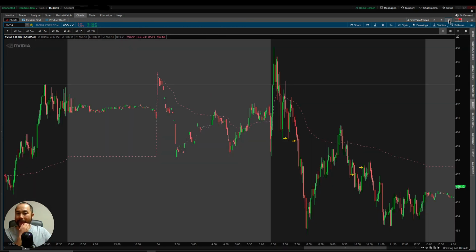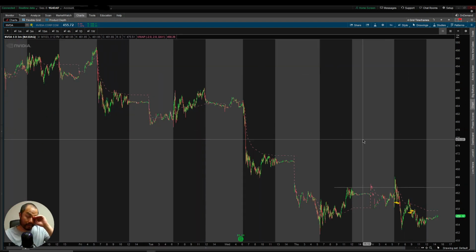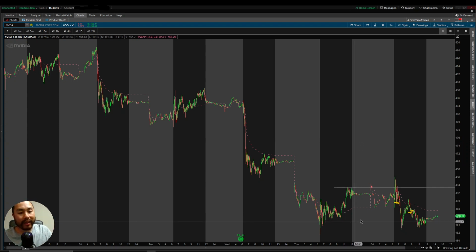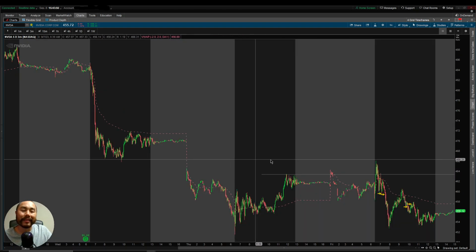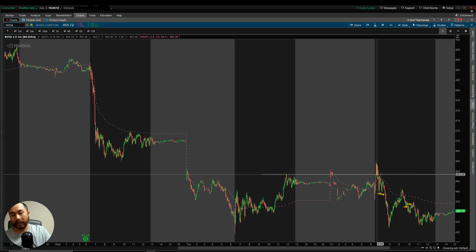Okay, so this is what I really want to talk about. Nvidia. What happened, right? All right, so yesterday, it looked like it was doing the same thing. And that was my bias. It really was. So I was thinking, okay, we've hit the bottom. Now it's trying to go up. It made a resistance here, rejection here. And I was like, okay, if it passes this here, we've got something.